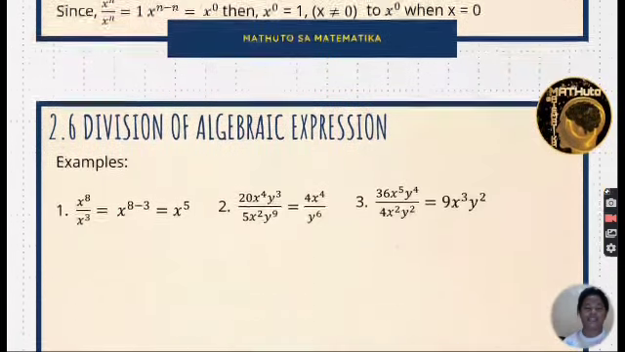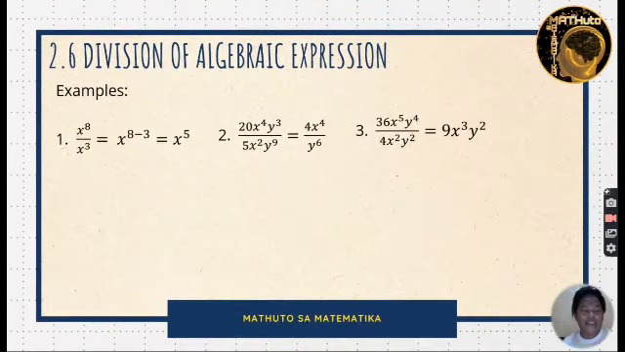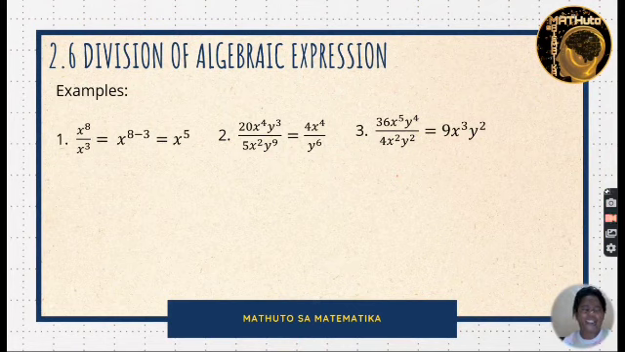Let's proceed. Examples. x to the 8th power divided by x cubed. So, we're going to subtract. x raised to 8 minus 3 is equal to x to the 5th power.